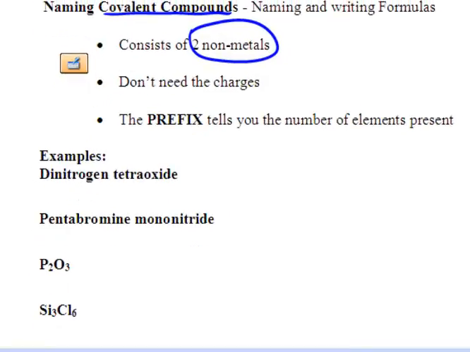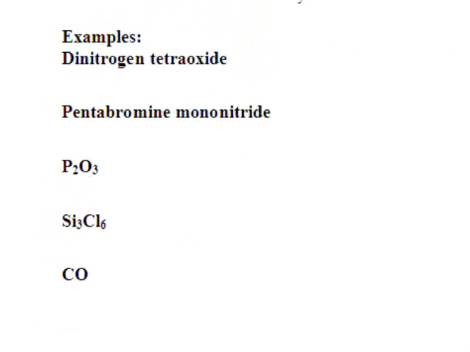So let's try a couple examples. We've got dinitrogen tetraoxide. So we've got a prefix there and another prefix right here. So this is going to be nitrogen, we've got 2 of them, and oxygen, we have 4 of them. So that's N2O4, dinitrogen tetraoxide.